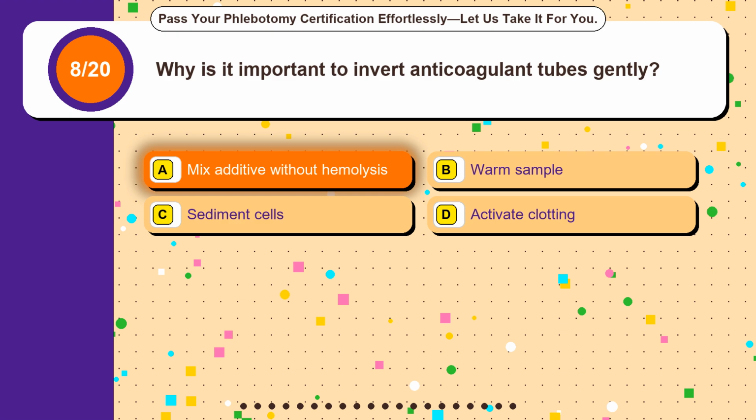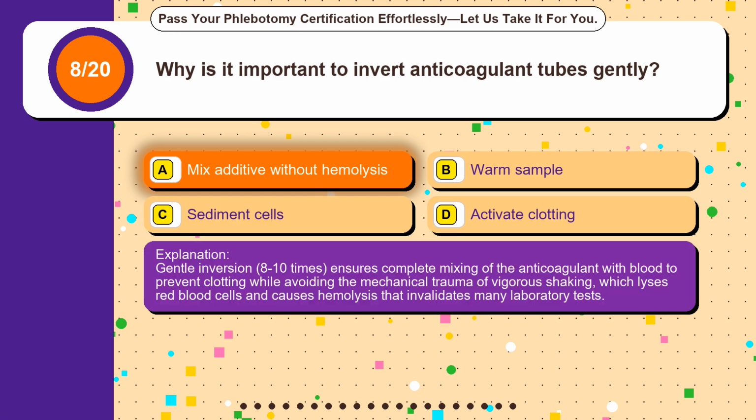Mix additive without hemolysis. Gentle inversion, 8 to 10 times, ensures complete mixing of the anticoagulant with blood to prevent clotting while avoiding the mechanical trauma of vigorous shaking, which lyses red blood cells and causes hemolysis that invalidates many laboratory tests.